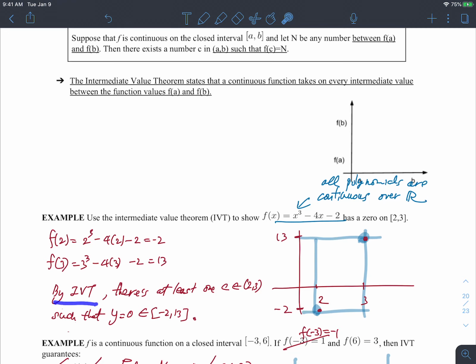Then, by IVT, there exists at least one value of C in the open interval (2, 3), or you could just say between 2 and 3, such that my y value is 0, which is between negative 2 and 13. That should be an open interval, my bad. Sorry about that. There you go. So you have to state all this, okay?